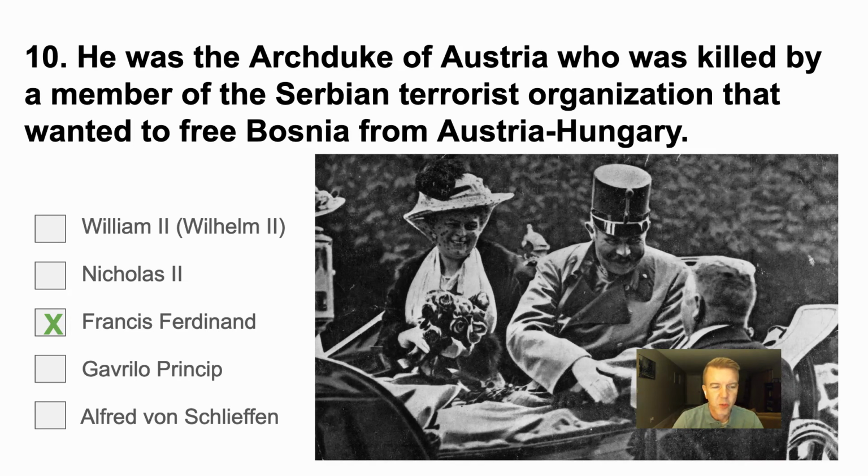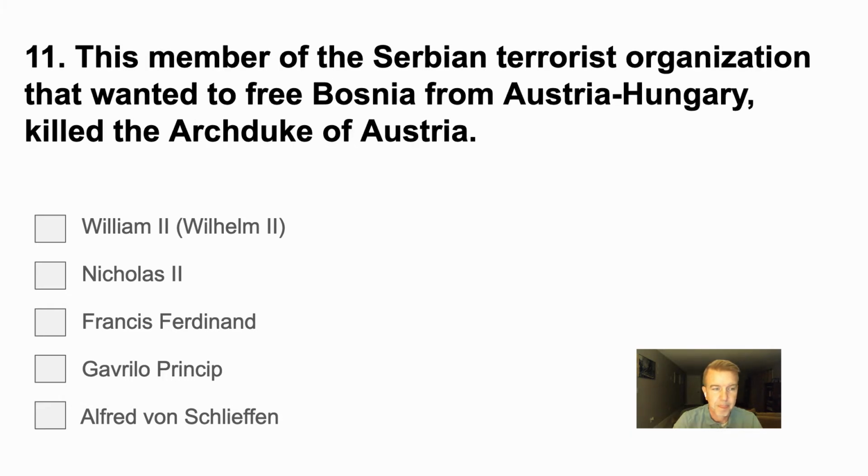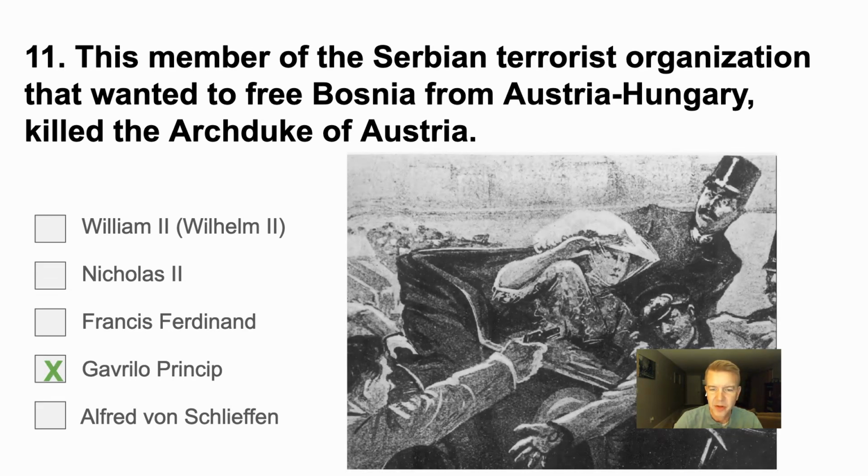This is he and his wife, I believe, Sophia. This is actually taken the day that they were assassinated. This member of the Serbian terrorist organization, the member who wanted to free Bosnia, killed the Archduke. This is Gavrilo Princip, or Princip. I've heard it pronounced both ways.